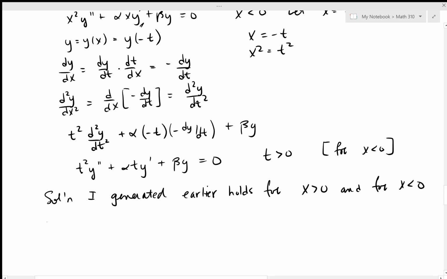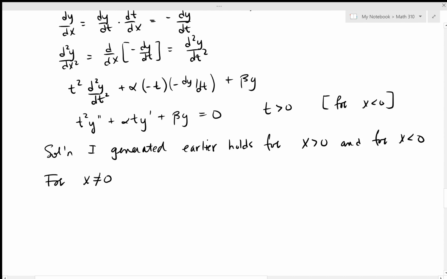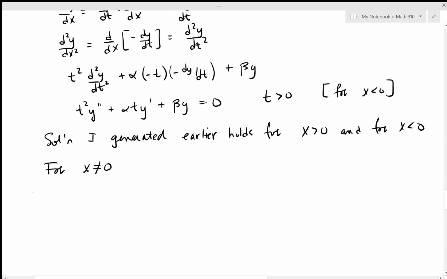So then I can say, okay, for x not equal to 0, we have a problem when x is equal to 0. There's no doubt about that. So let us just put that off for a second. Delete. For x greater than 0 and for x less than 0, we have a solution. So that means we have a solution for x not equal to 0. And that solution is, R1 not equal to R2, R1, R2 real.